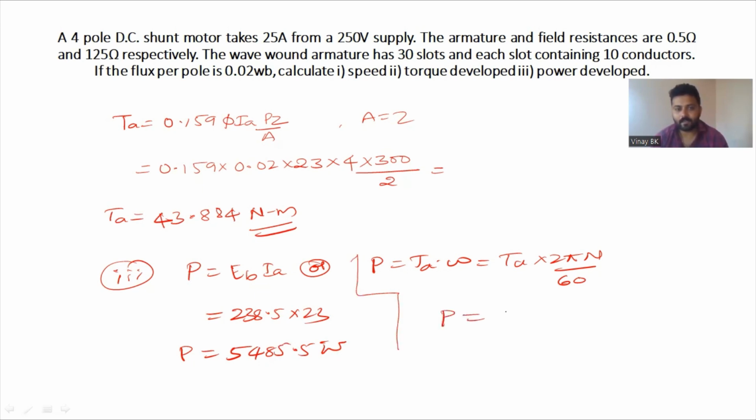So P equals to torque, which is 43.884, into 2 pi. N is the value you got, 1198.5. So just substitute that value, divided by 60. You can get the same value, that is 5.4 kilowatt.